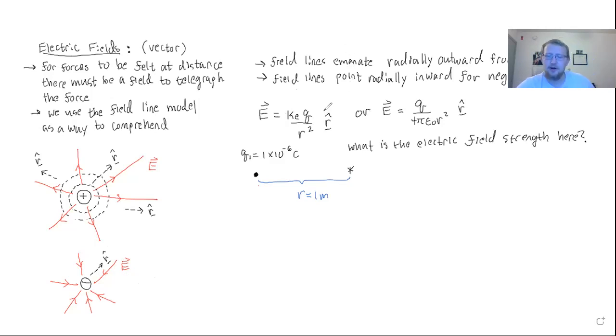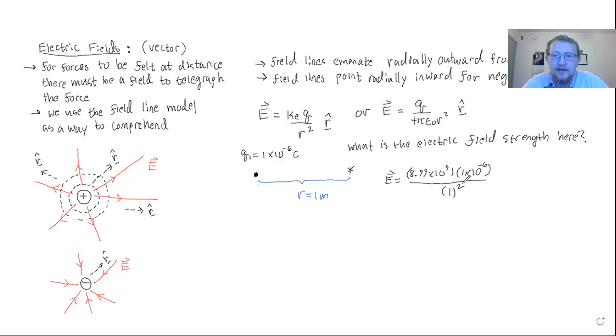So I have a very similar problem to the Coulomb force problem here. This time there's only one charge though, Q1, and we're going to try to figure out what the electric field strength is here at this point. And so in order to do that, we can go ahead and plug in k sub e, the Coulomb constant, times the charge, which is positive in this case, and then divide by the radius squared. Conveniently, the radius is 1 meter, makes my life easier.